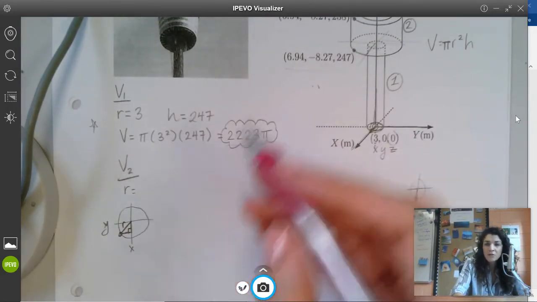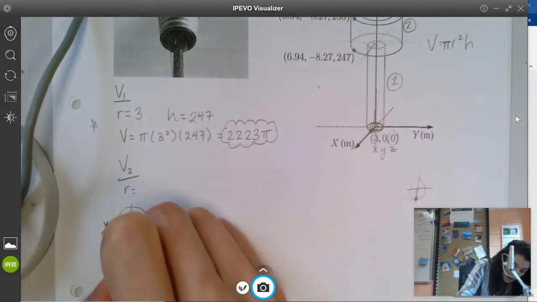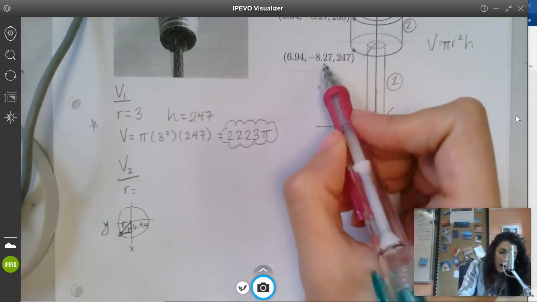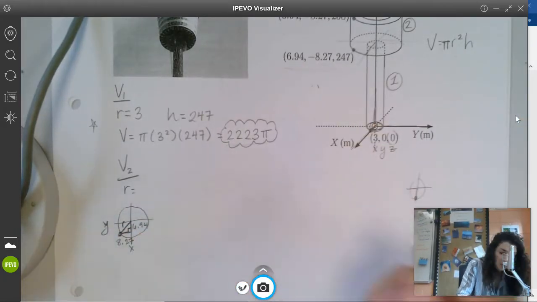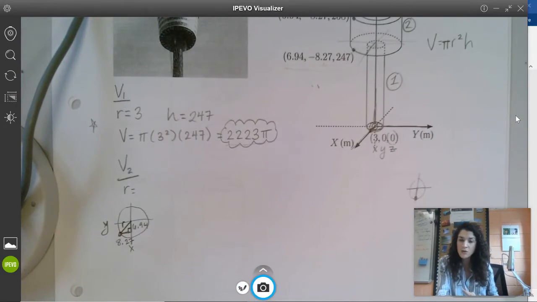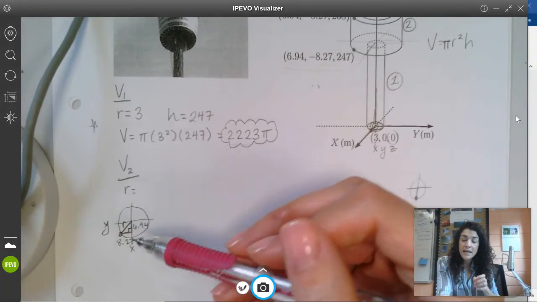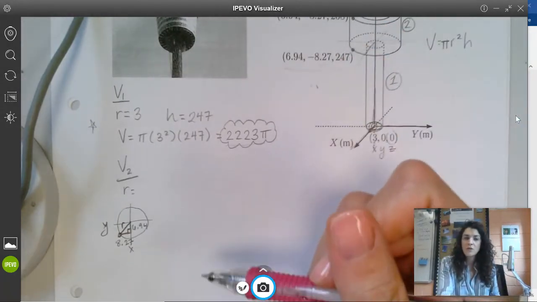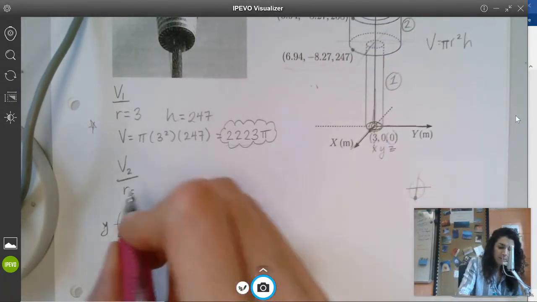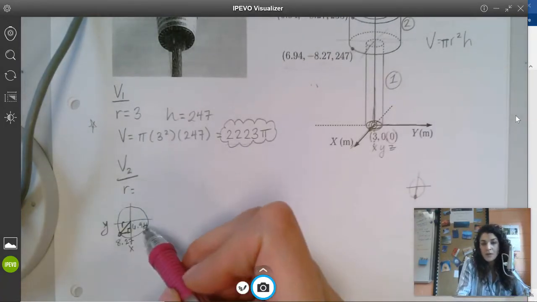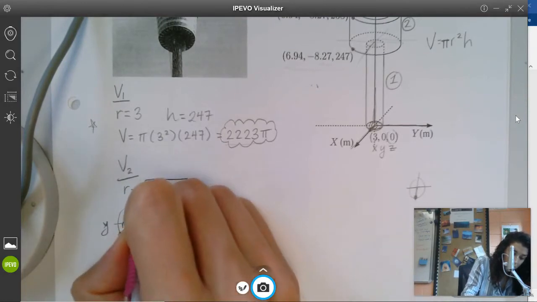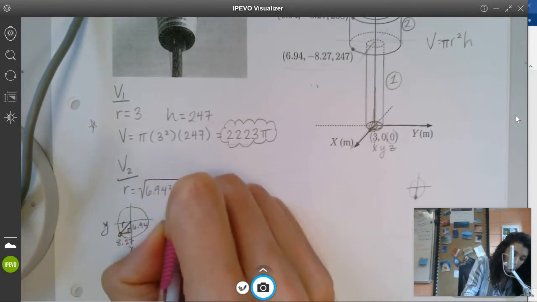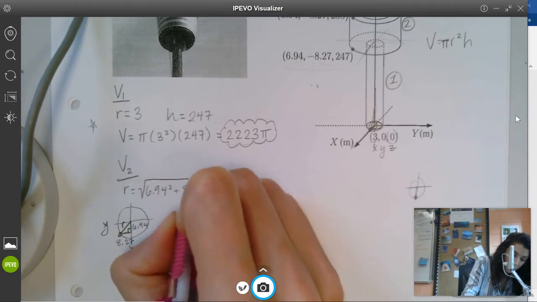My x value is 6.94. My y value is negative 8.27, and that just means the negative told me which direction I was going, 8.27, right? To the left, I went 8.27, but the length is still a positive value of 8.27. So if I do the Pythagorean theorem, I know that r squared will be equal to this guy squared plus this guy squared. So I'm just going to do the square root of 6.94 squared plus 8.27 squared.